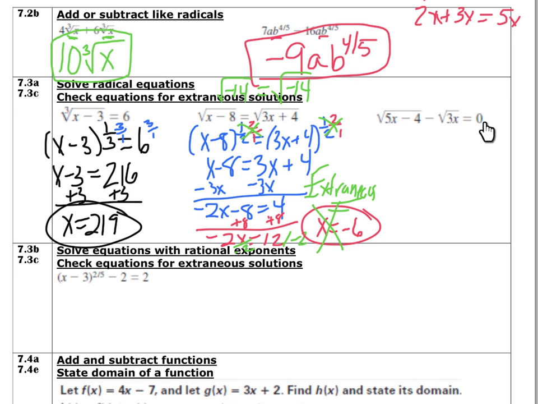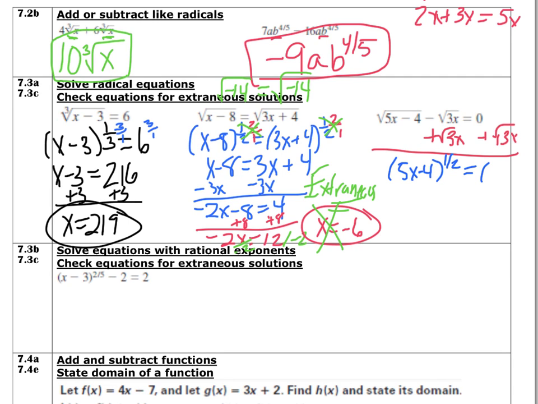The last one here, before we solve it, we have the square root of 5x minus 4 minus the square root of 3x equals 0. The easiest way to solve this is to make it look like this one. So keep this square root on this side and move this one over to that side. To move this square root, what we have to do is add the square root of 3x to both sides. And as I do that, I'm going to change it to be 5x minus 4 to the 1/2 power. I'm going to rewrite it as an exponent.